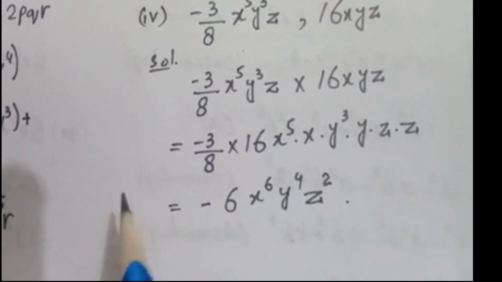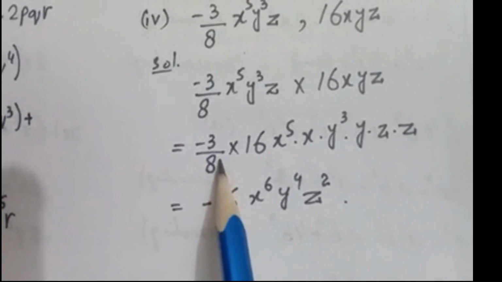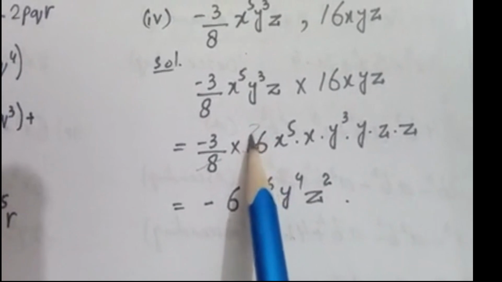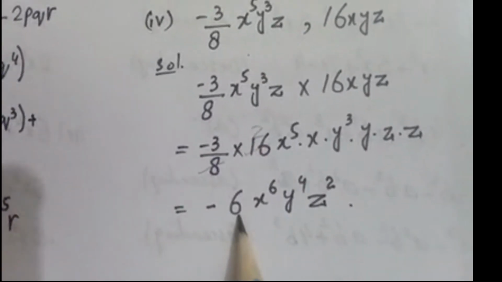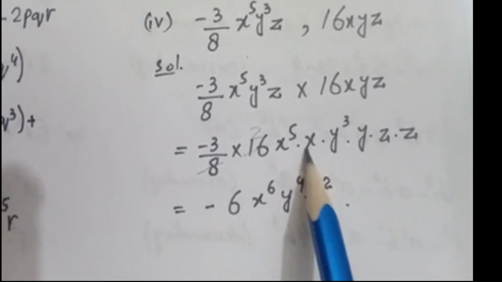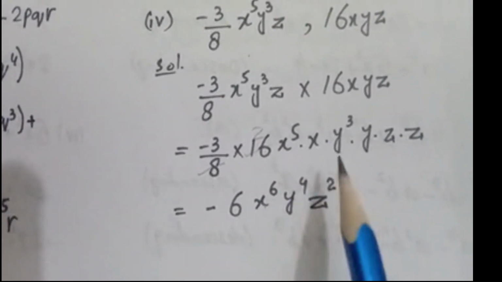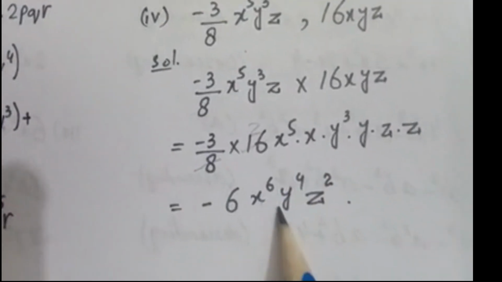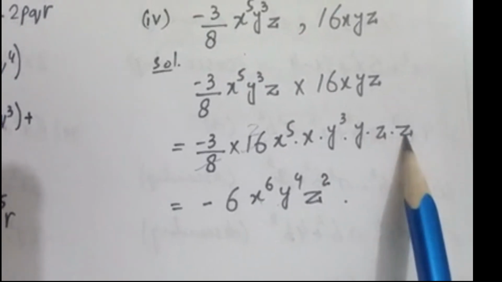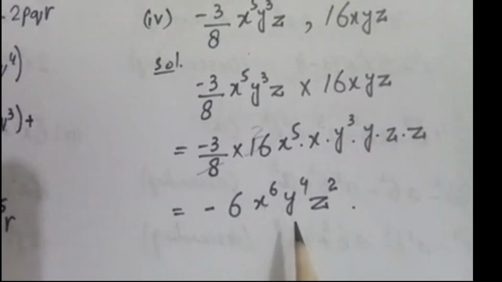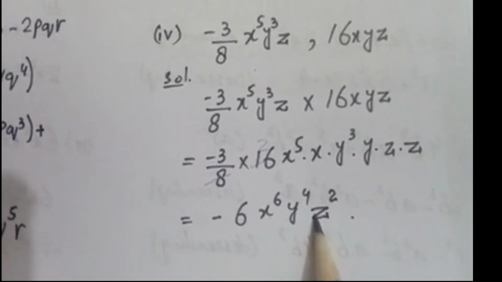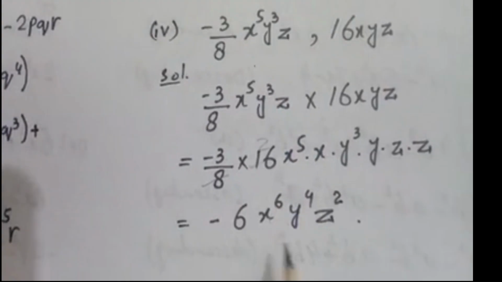Now we solve this. 8 2s are 16, there will be 2. 3 2s are 6. This is minus 6. X raised to power 5 and x will become x to the power 6, y cube and y will become y to the power 4, z and z raised to power 1, z raised to power 1, their powers will be added. So this will become z square. So the multiplication of these two terms will be this.